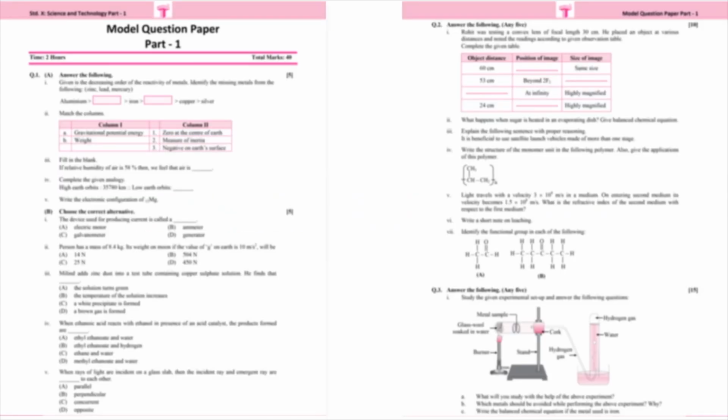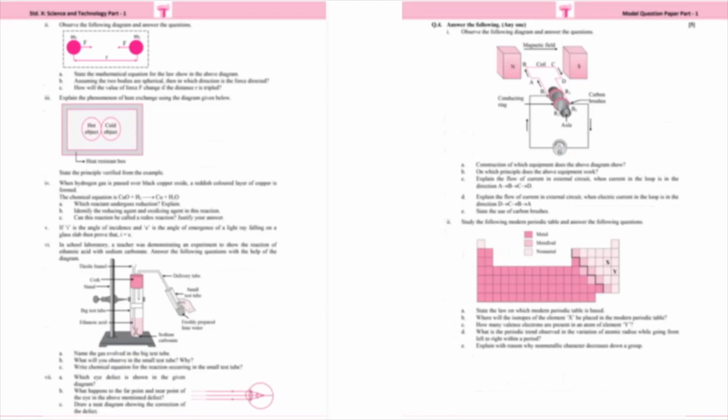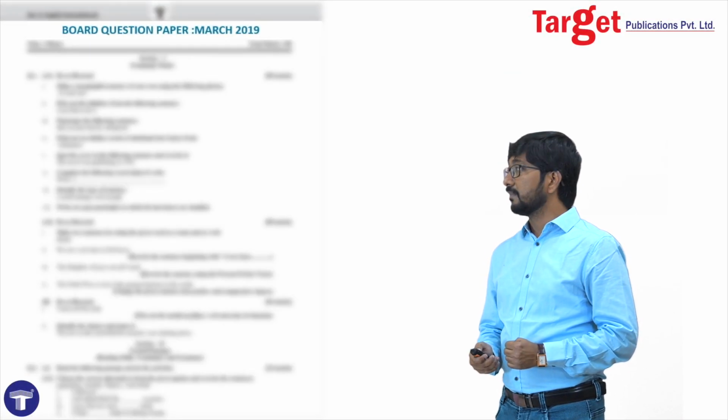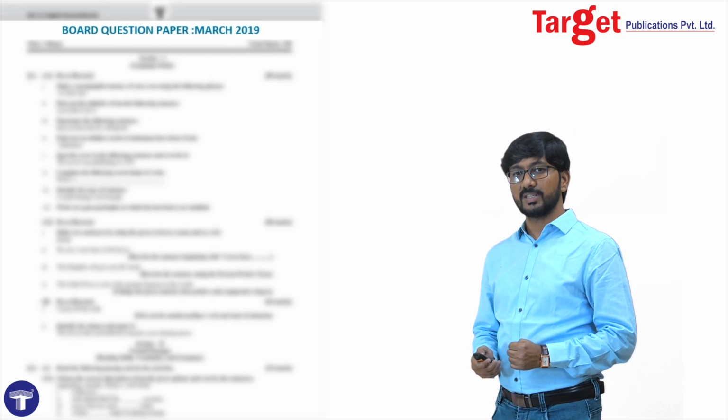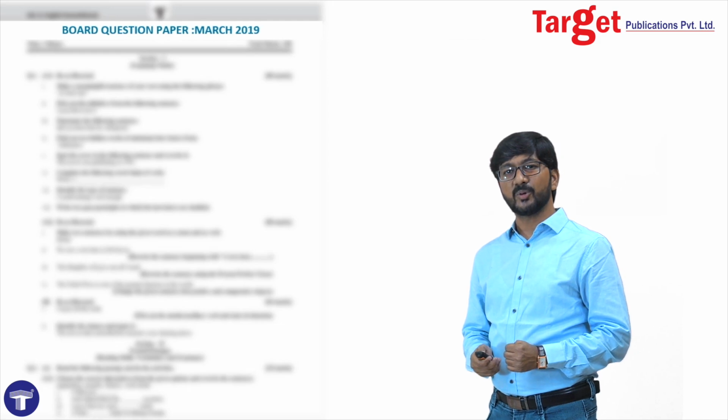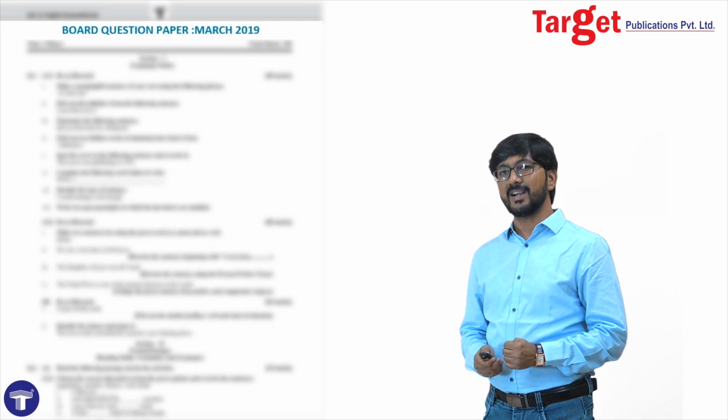Now to test your preparation, we have also provided with a model question paper. This model question paper is based on the board paper pattern. So it would include question 1A, question 1B, question 2, question 3 and question 4 as per the board paper pattern. Along with the model question paper, we have also included the board question paper for March 2019. So this was all about the board paper pattern for Science and Technology Part 1.